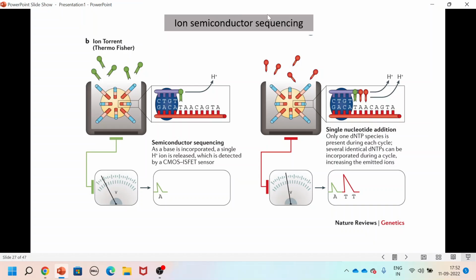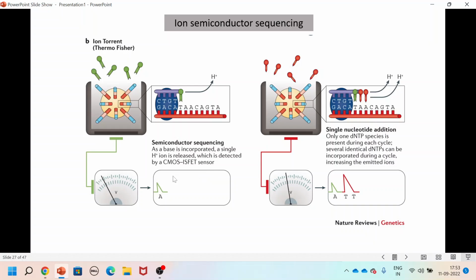The next is the ion-semiconductor sequencing, and it is based on the principle of the generation of H plus, which is generated, and due to the production of the H plus, there will be some changes in the pH, which can be detected by the detector. So, as a base is incorporated, a single H plus ion is released, which is detected by a CMOS ISFET sensor.